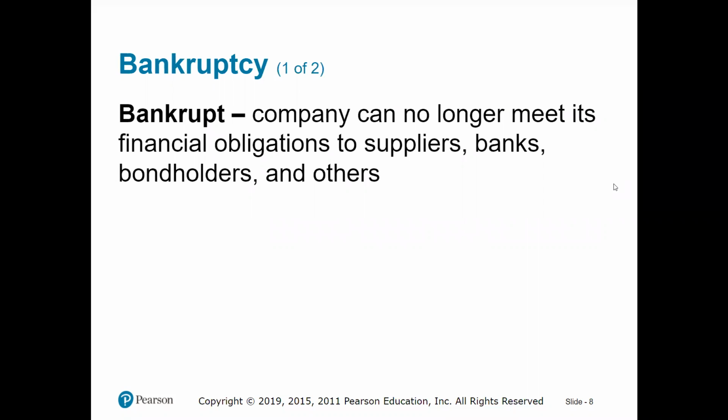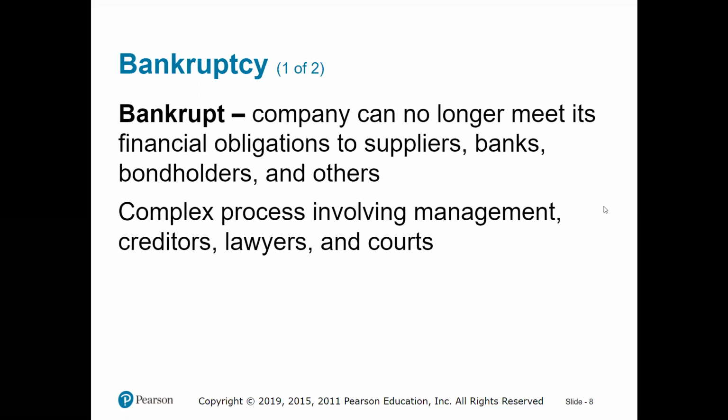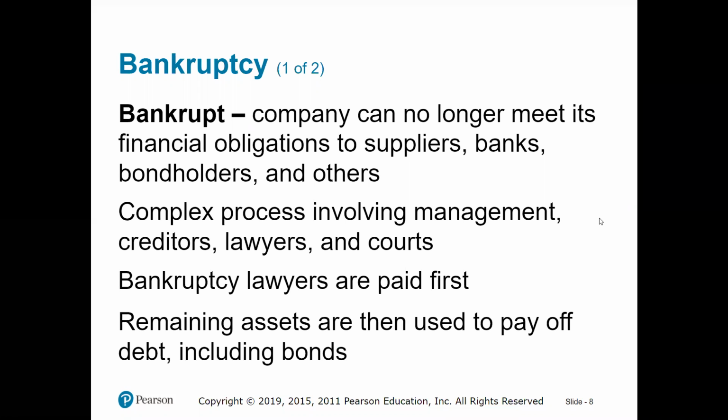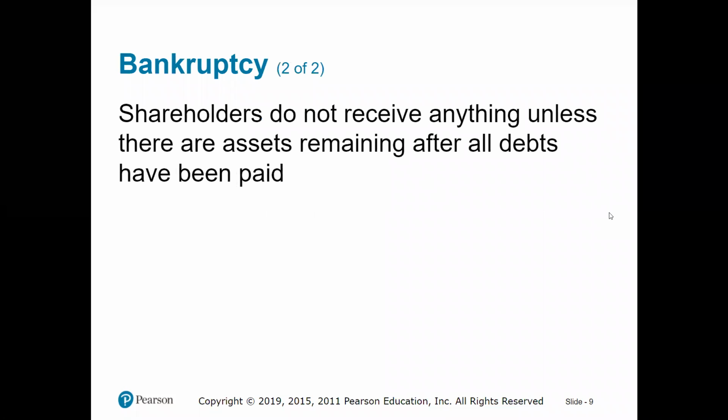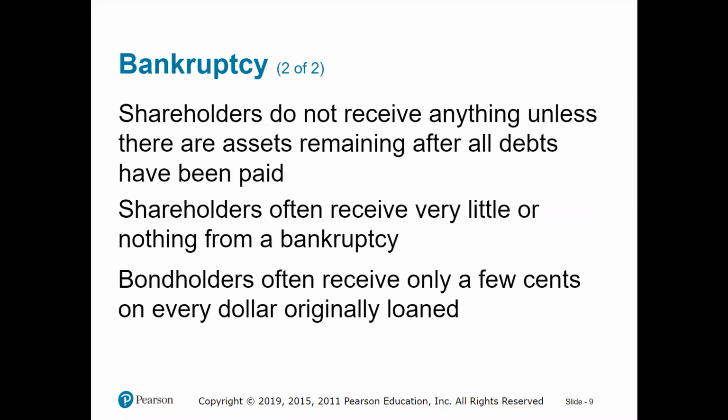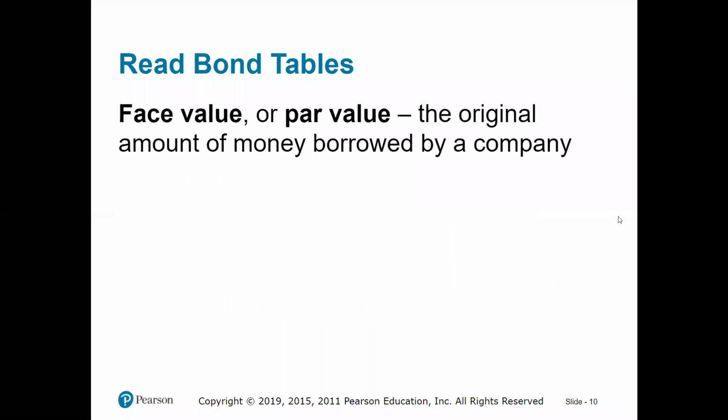Bankrupt companies can no longer meet their financial obligations to suppliers, banks, bondholders, and others. It is a complex process involving management, creditors, lawyers, and courts. Bankruptcy lawyers are paid first. Remaining assets are then used to pay off debt, including bonds. Shareholders do not receive anything unless there are assets remaining after all debts have been paid. Shareholders often receive very little or nothing from a bankruptcy. Bondholders often receive only a few cents on every dollar originally loaned.